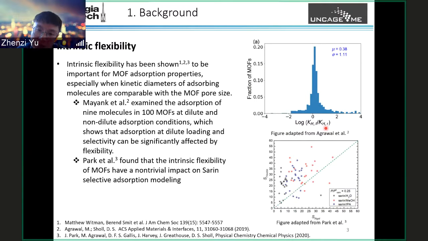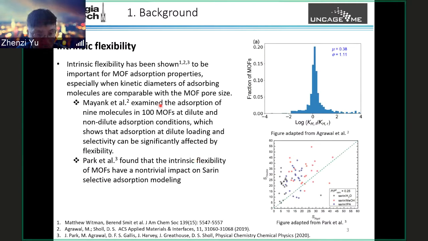The figure on the top is one of their research outcomes. The x-axis is the Henry constant ratio of flexible results and rigid results. And according to the y-axis, which is the fraction of MOFs, we can see a large portion of MOFs is highly influenced by intrinsic flexibility in terms of the Henry constant prediction.